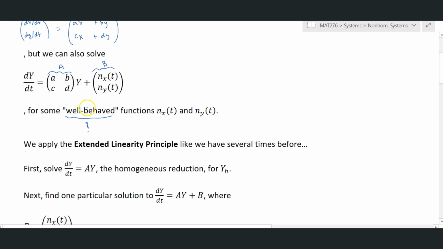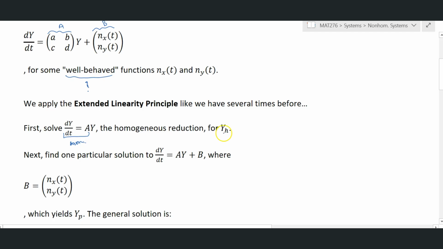So to solve this, it turns out we don't actually need any new tools. We just need to revisit existing ones: the extended linearity principle we've used to solve non-homogeneous equations. And the process of the extended linearity principle extends to this, no pun intended. First, we solve just the homogeneous version, and we call this the homogeneous reduction. So solving for that will give us y sub h. In other words, it'll give us a vector of solutions.